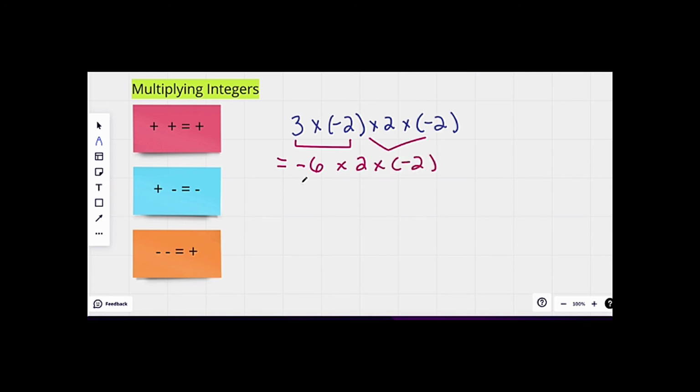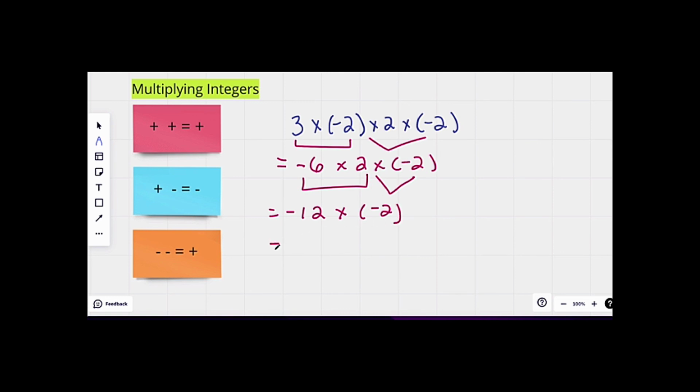Perfect. Now we're going to do the next 2, which are these. And we've got negative 6 times 2. We know that it's going to be 12. But is it going to be positive 12 or negative 12? Well, we've got a negative, and our 2 here is a positive. So a negative times a positive equals a negative. Okay. And we bring down the rest of the question without doing anything else.